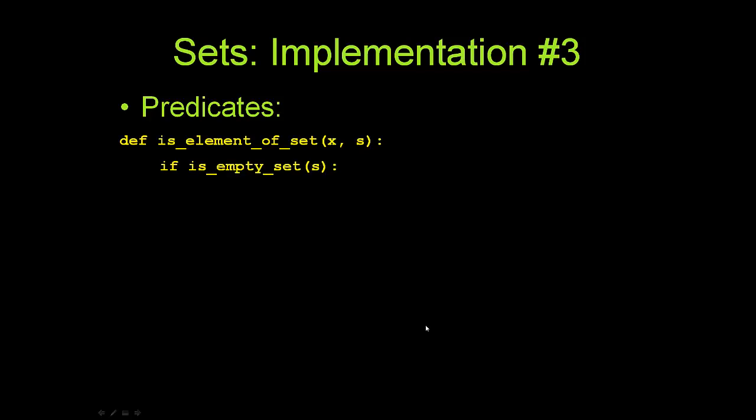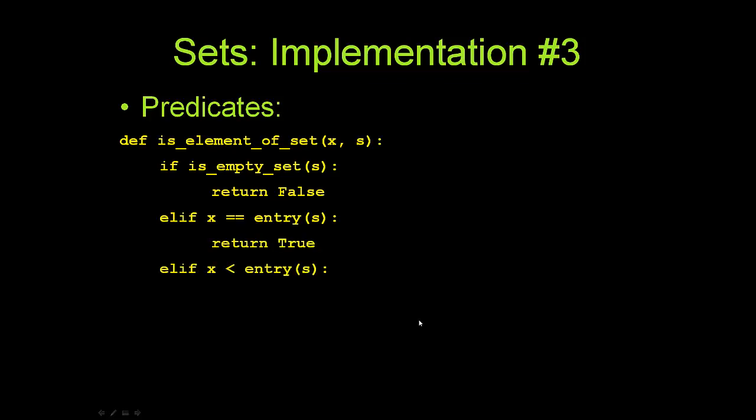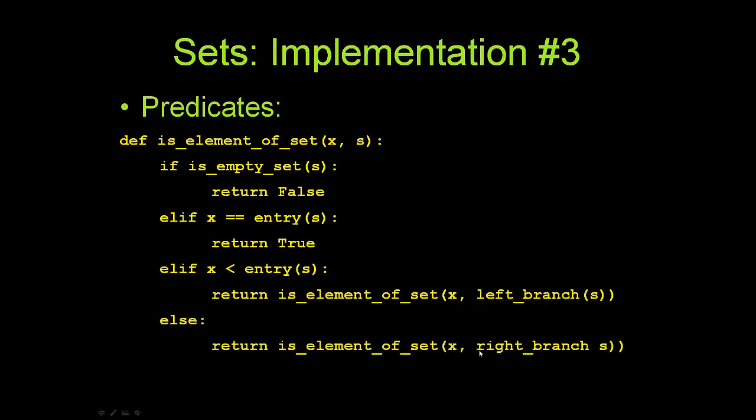Is element x in the set S? If S is empty, obviously not, right? If x is the current entry, the answer is yes. If not, then you check. If x is less than the current entry, you go to the left tree. If not, you go to the right tree. So you recurse down the left side, you take the left branch, and you check whether x is an element of the left branch. Otherwise, you try the right branch. The time complexity of this will actually be order log n.